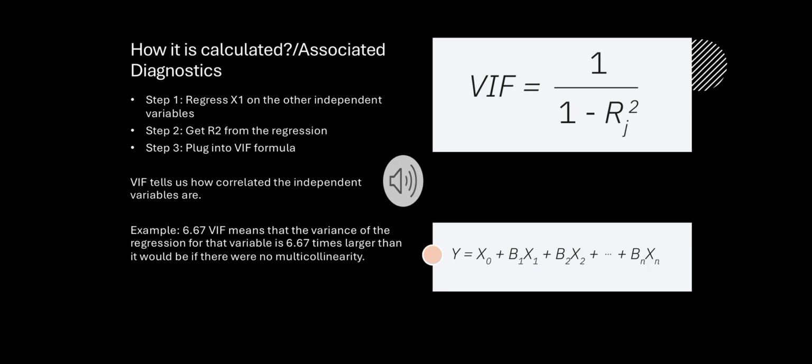If the variable has a high VIF, it means it is highly correlated with other independent variables. A VIF of 1 means no correlation is seen with other variables. An example here is a VIF of 6.67. This means that the variance of the regression for that variable is 6.67 times larger than it would be if there's no multicollinearity shown. Therefore, this is how you solve for multicollinearity, and I hope that helped.